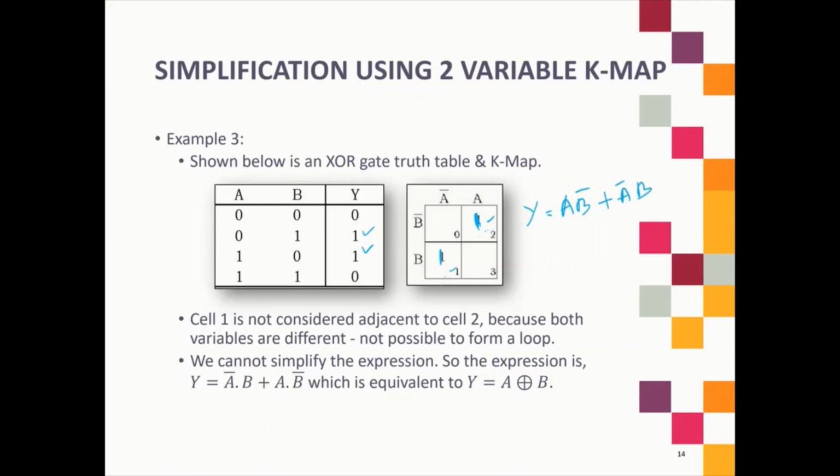If the value cannot be looped, meaning it's not an adjacent cell, you can leave it without drawing the loop, or you juga boleh loopkan dia, tak ada masalah, tapi loop tu macam satu je lah. Boleh juga, maksudnya kalau value tu single, satu saja, sama ada you nak loop ataupun you boleh tinggal je. Okay, tak ada masalah. So this is for simplification using 2 variable K-map.